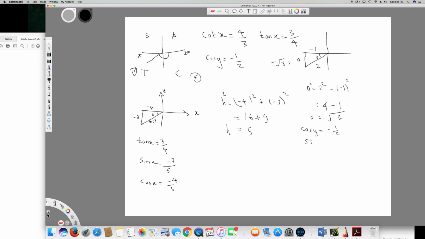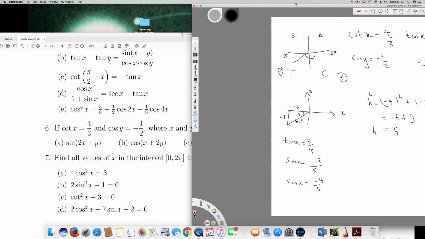Therefore, sin y should be equal to what? Sin y is equal to what? Opposite over hypotenuse. We have found out the opposite side. It's negative root 3, and hypotenuse is 2. And tan y is equal to what? Sin y over cos y, right? So minus root 3 over minus 1. So minus minus cancel. The answer is root 3. So we have all the information here. So let's see what we can do with this information.